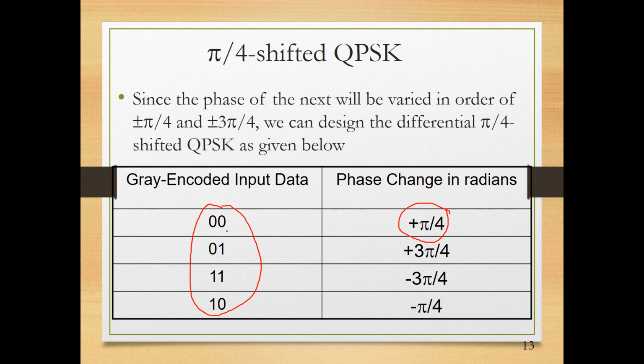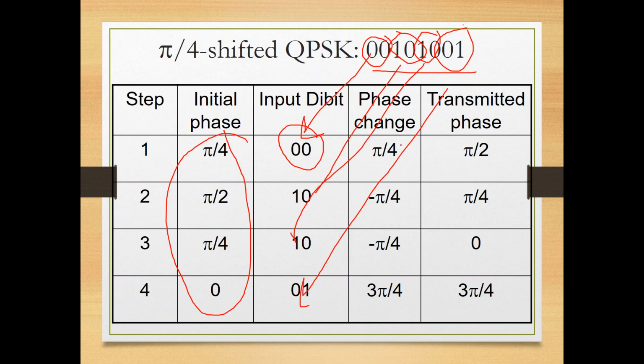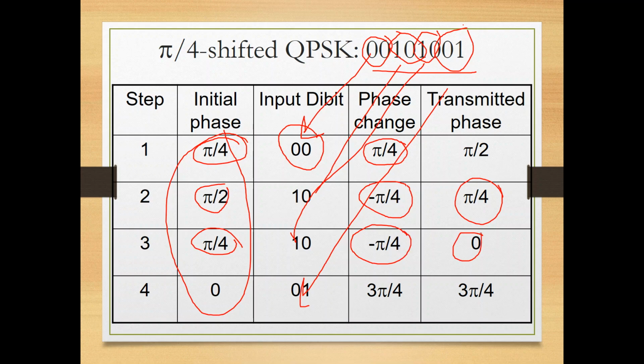Now, based on this mapping table, when 0, 0 comes, the phase changes by pi over 4. So the final transmitted phase is this phase plus the current phase: pi over 4 plus pi over 4, pi over 2. This was pi over 2, and you change its phase by minus pi over 4. What's the transmitted phase? Pi over 4. This was pi over 4, and you change it by minus pi over 4. The summation is 0, so you transmit with 0. When 0, 1 comes, you change the phase by 3 pi over 4, then the transmitted phase is this plus this, which is 3 pi over 4.